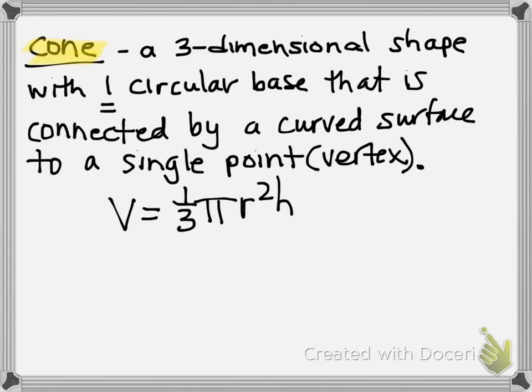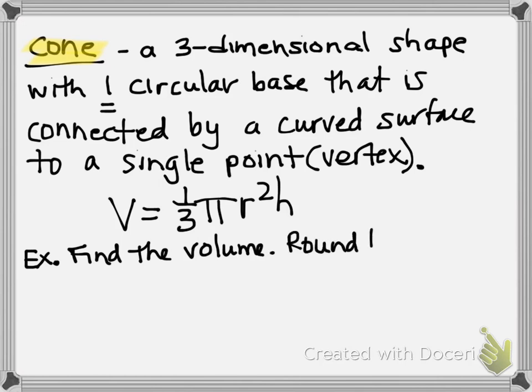So we're going to do three types of examples on our homework. The directions are going to be the same for all of them. It's going to be find the volume, round to the nearest tenth. And again, when we round is after we've done the math.